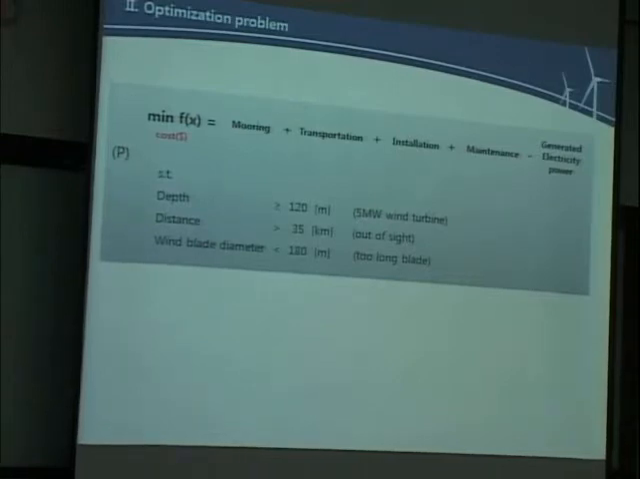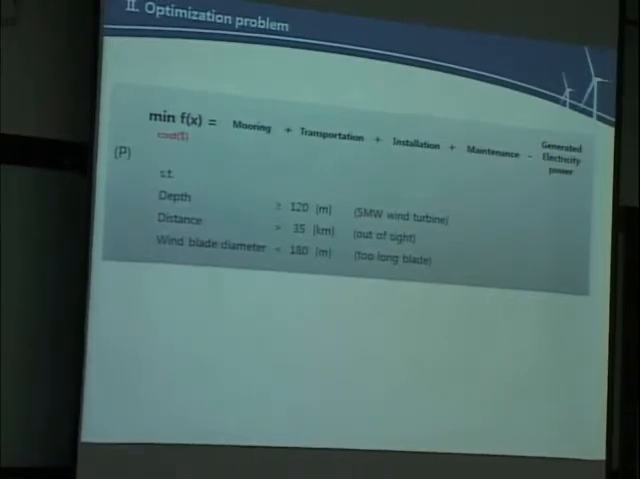So we have to consider the mooring cost, transportation cost, installation cost, and maintenance cost, and generating electricity power. It is not a rate. It is outside of the cost. If you generate more electricity, the cost will decrease. So it is minus.